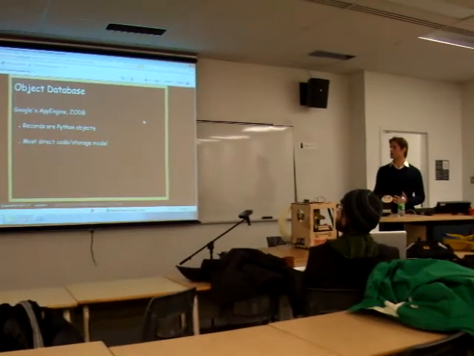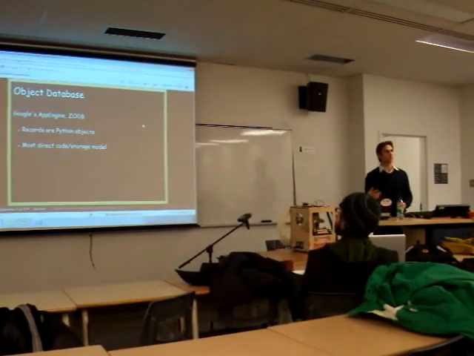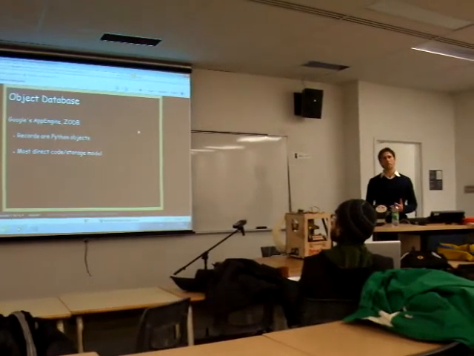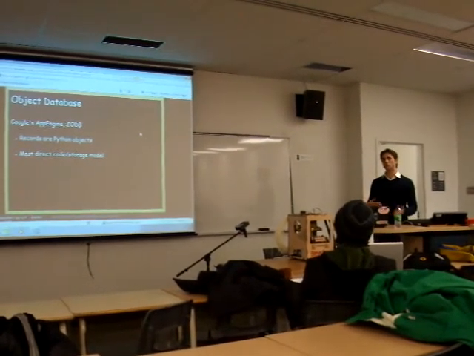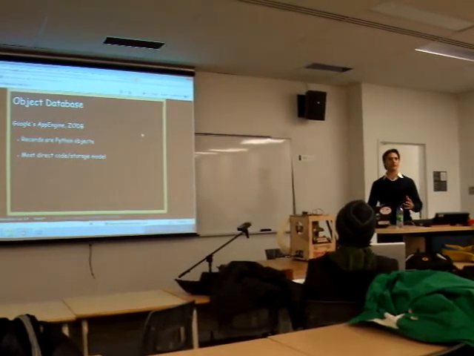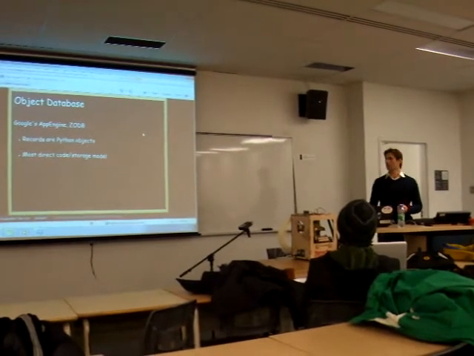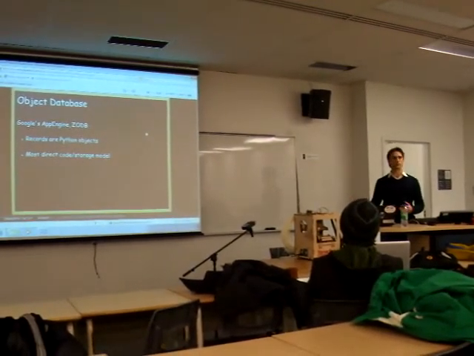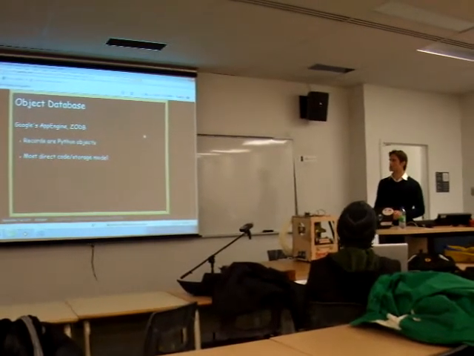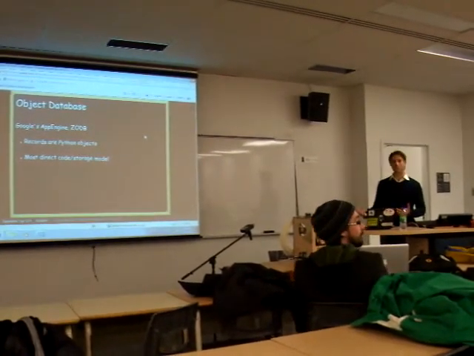Next, we have object databases. A lot of you may have heard of ZODB. App Engine by Google uses entities. And it's just a one-to-one relationship between a Python object and the database. In fact, you don't really get to see the database. You're simply calling all on an object to get a set of results. And it's easy to use.